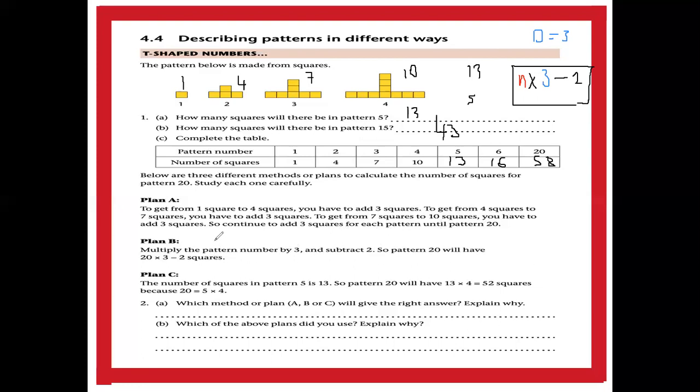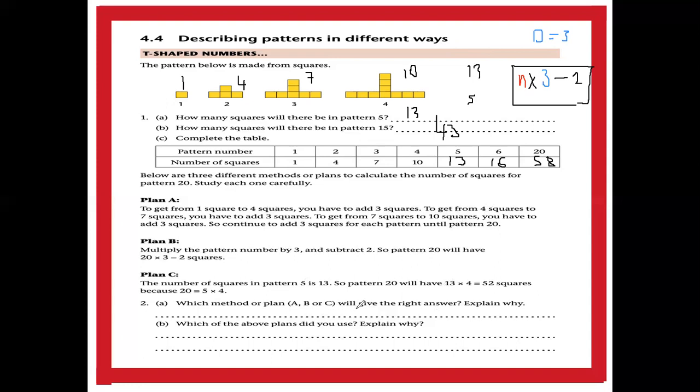Plan B, multiply the pattern by 3 and then subtract 2. So pattern 20 will have 20 times 3 minus 2. That's the one we used. Or plan C: the number of squares in pattern 5 is 13. So pattern 20 will have 13 times 4, which is 52 squares, because 20 is equal to 5 times 4. So in this case, you're going to have 4 of the patterns that look like pattern 5. You're just going to have 4 of them, and then you'll add up those squares. That's essentially what that calculation is doing.